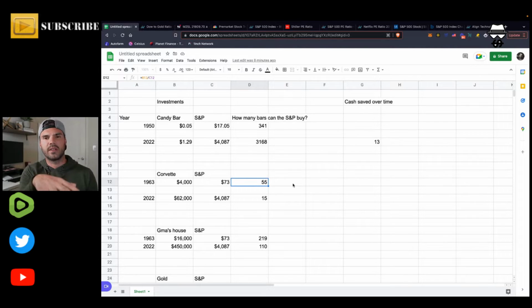This is good if you were invested in the S&P 500. And I don't remember if I've said this yet, but remember, we're not talking about dividends that you're getting in the S&P 500 either. That really makes it even better.